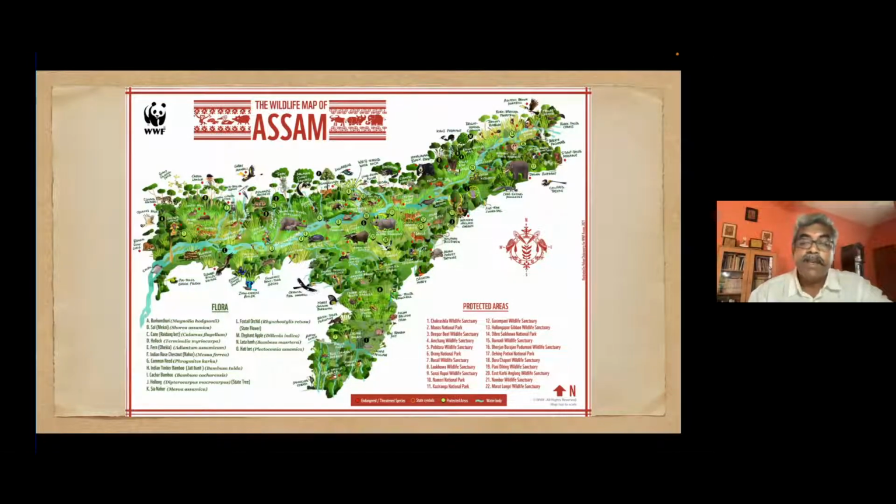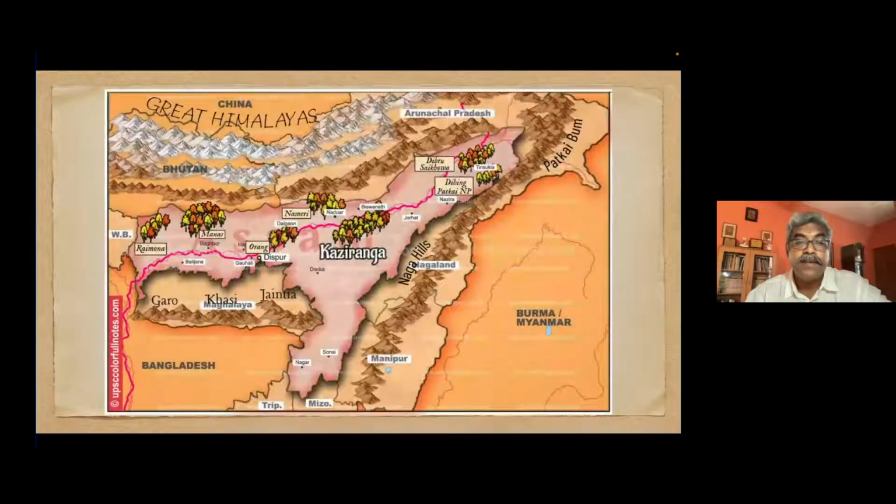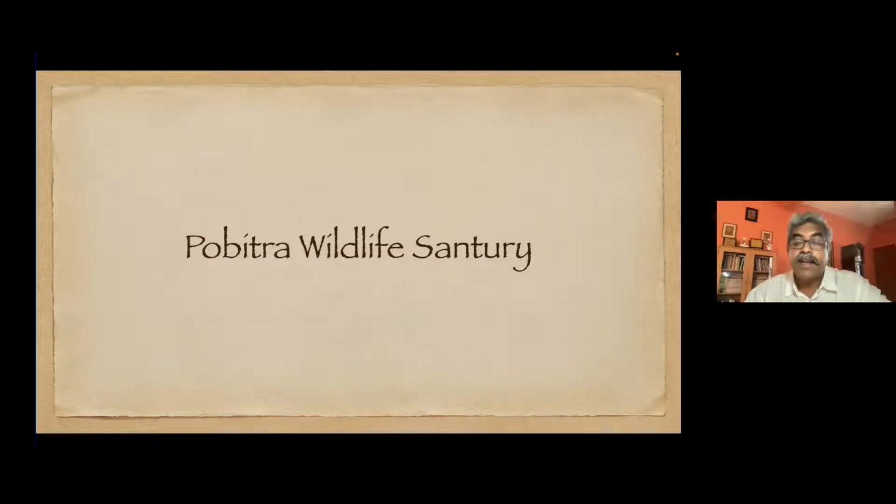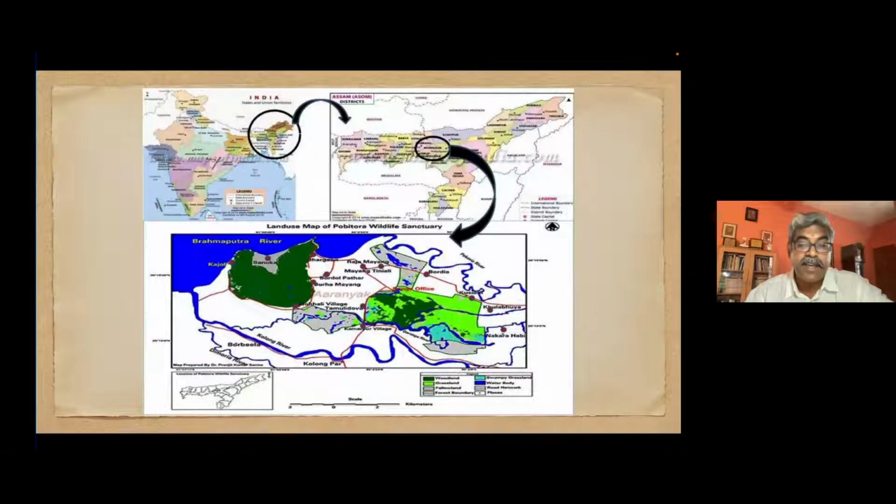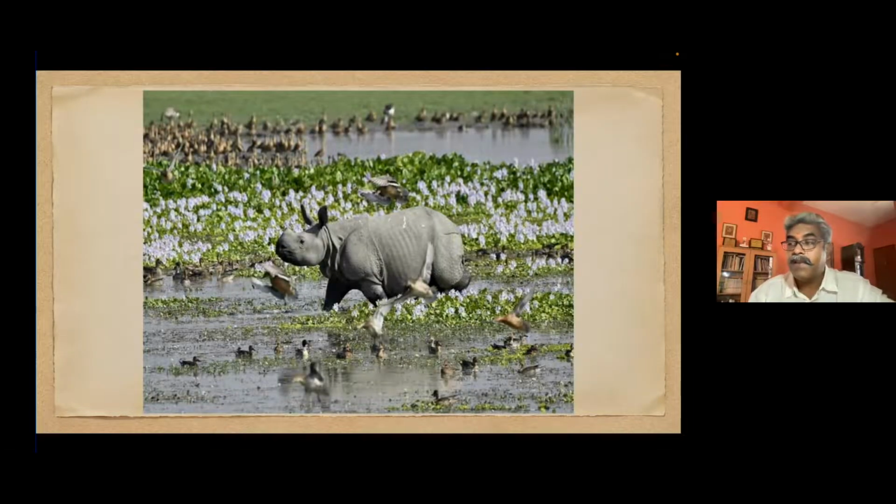Among them, nearer to Gauhati, we would be visiting the Pobitora Wildlife Sanctuary, which is about 55 kilometers northeast of Gauhati. This sanctuary comprises grassland and wetland, and it has the highest number of rhinoceros in Assam. So much so that it has been overpopulated, and they had to transfer some of the rhinoceros to Manas National Park, which borders Bhutan in the north of Assam and is also a UNESCO World Heritage Site.